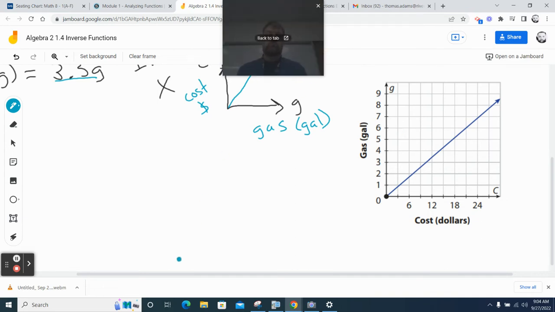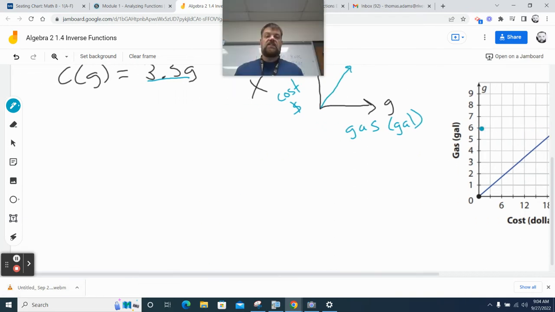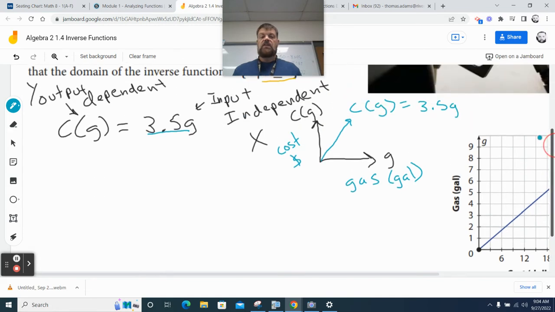So what are we doing in this section? We're finding the inverse function, right? Let's find the inverse function of this. To find the inverse function, what's the first step that we do? Well, the first step is I'm going to replace the function notation with a y. So instead of saying C of G, I'm going to call this y. And then this would be 3.5x.